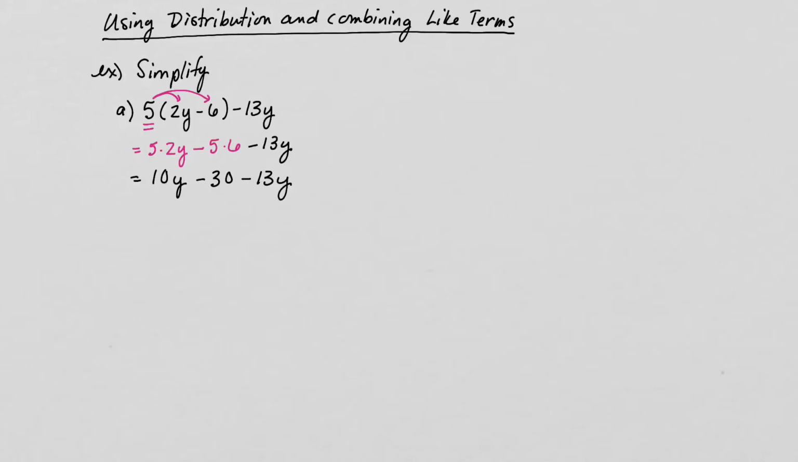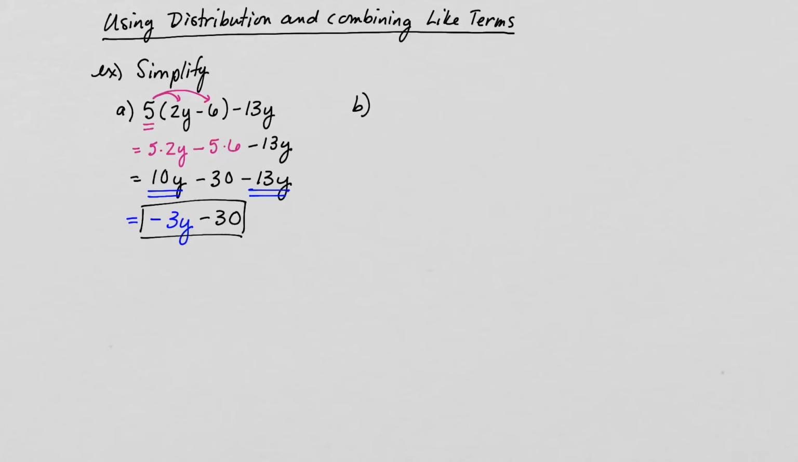Remember, to look alike, you have to have the same variables. So the 10y and the minus 13y go together. If I do 10y minus 13y, I get negative 3y. And then I have that minus 30. I cannot combine these anymore because this part has a y and this part doesn't. A common mistake is to try to take the 30 minus 13, and you can't do that because this part does not have a y when this part does. So this right here is our final answer.